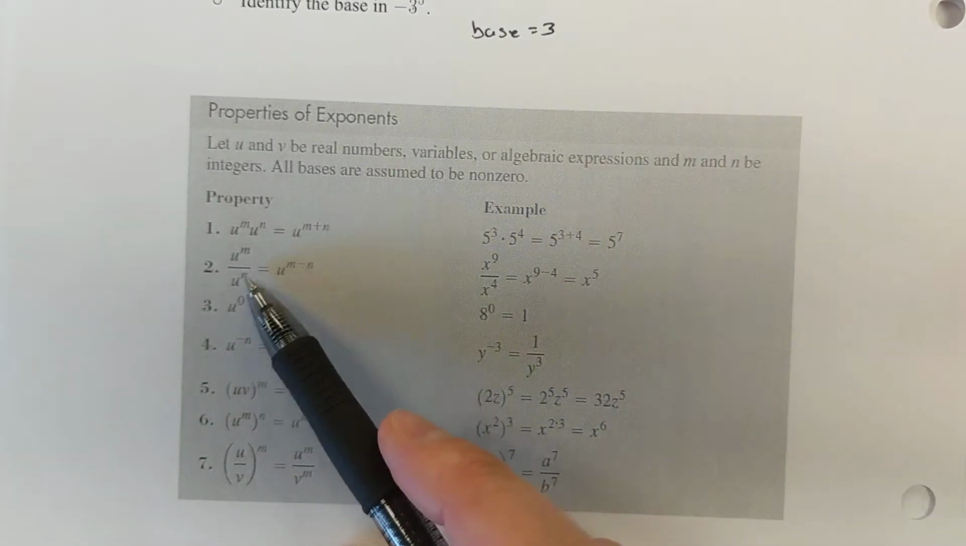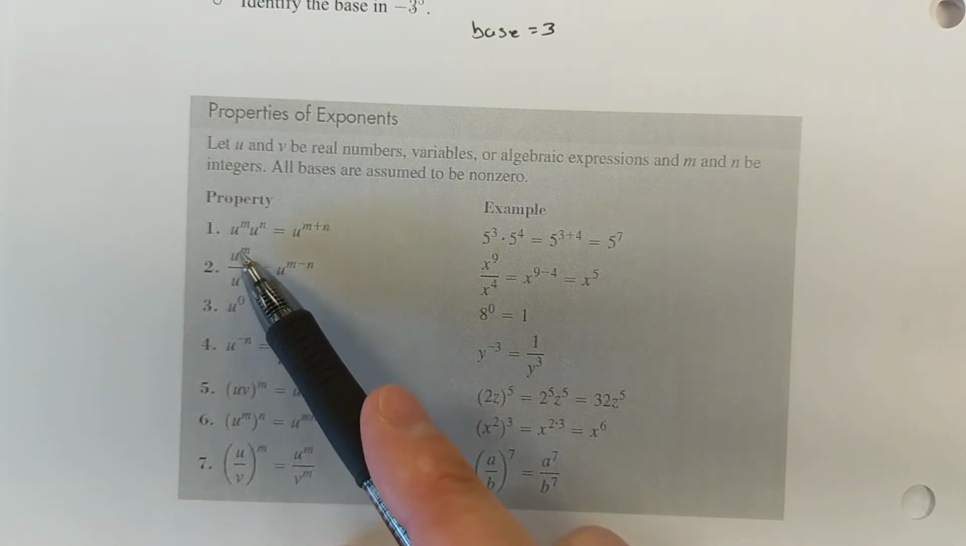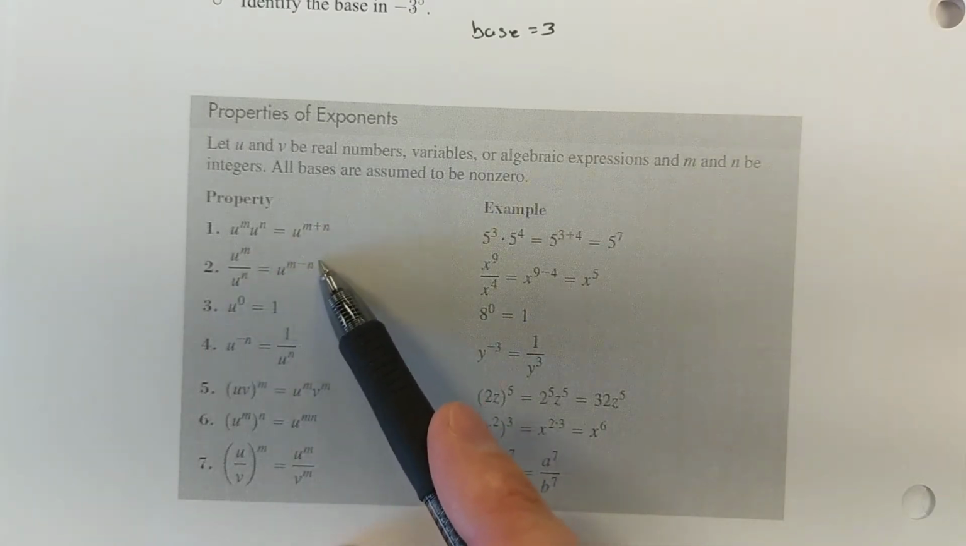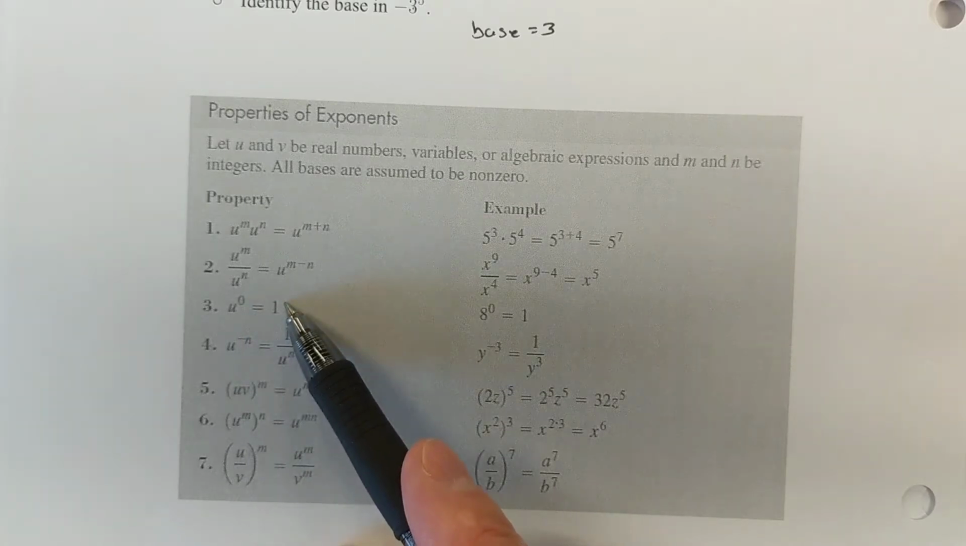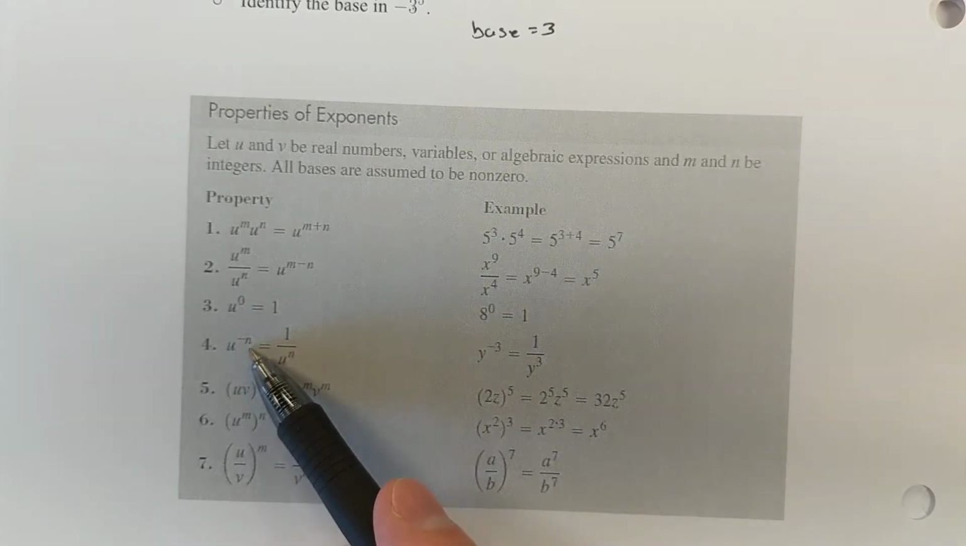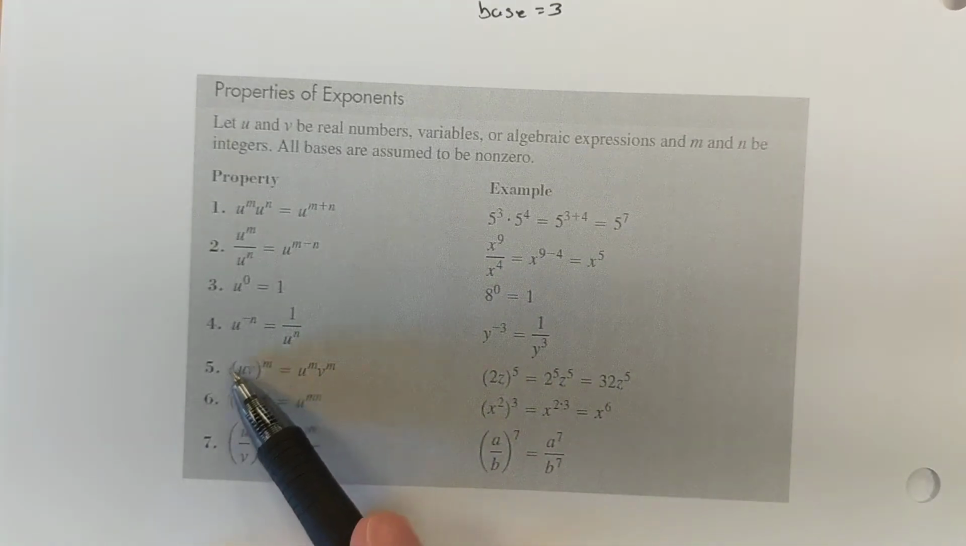So you have the multiplication property, where you multiply two values, you add their exponents. Quotient property, you divide two values, you subtract the exponents. This is the zero property. Anything to the 0th power is 1. Negative exponents are reciprocals.